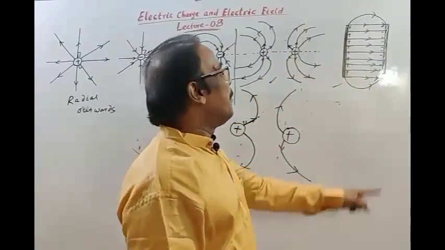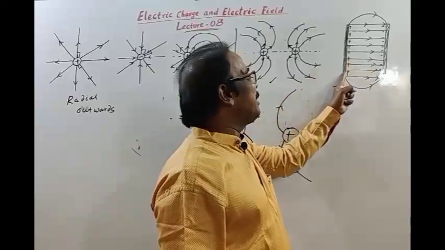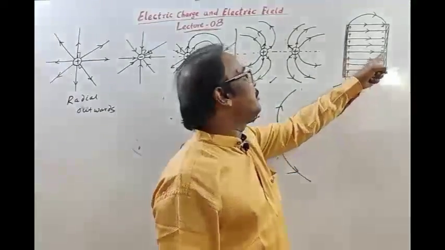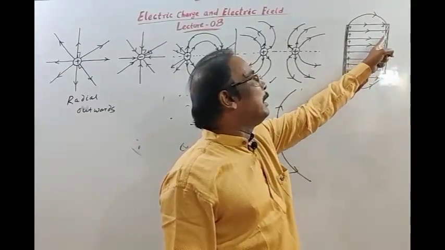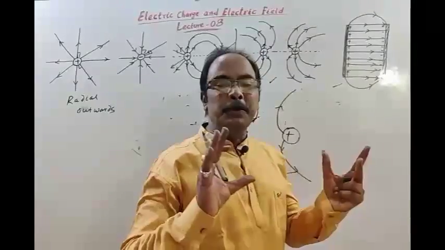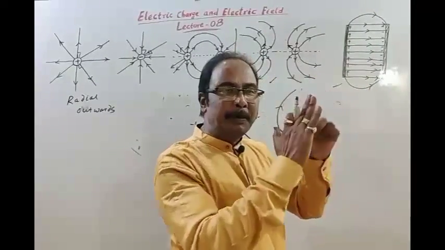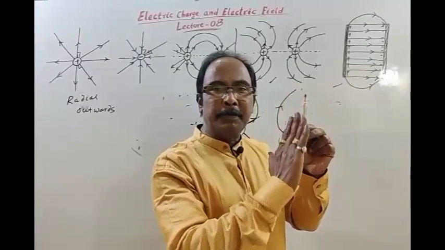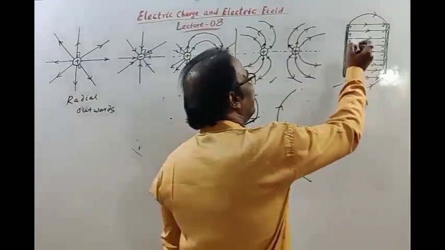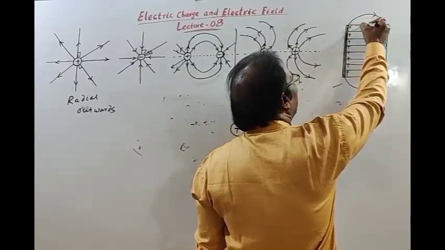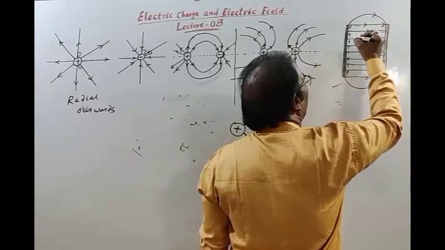Now about this. This is a metallic plate containing positive charge. This is another metallic plate containing negative charge. And we may assume the positive and negative charges are uniformly distributed on the surface of the metallic plates. Then the unit positive charge is repelled by positive and attracted by negative.